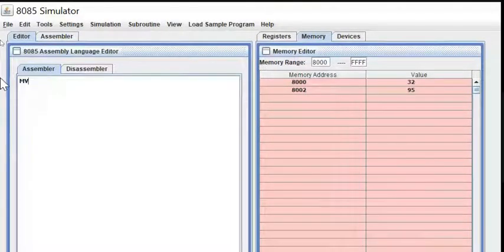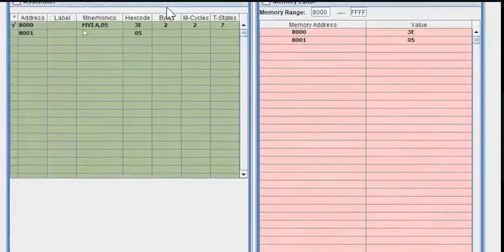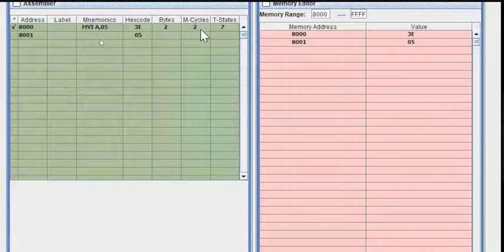One more example, suppose MVI A comma 05, assemble it. 2 machine cycles are required. Reading the opcode fetch: for all instructions, the first machine cycle is called the opcode fetch cycle. This is equivalent to reading data from memory. Opcode fetch plus memory read operations. So the total machine cycles is 2.